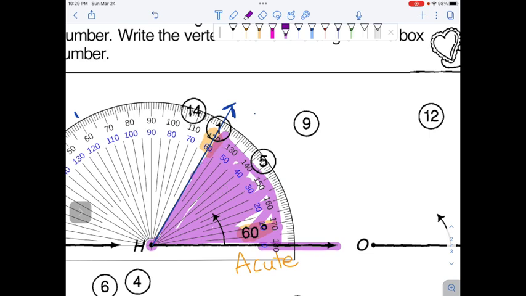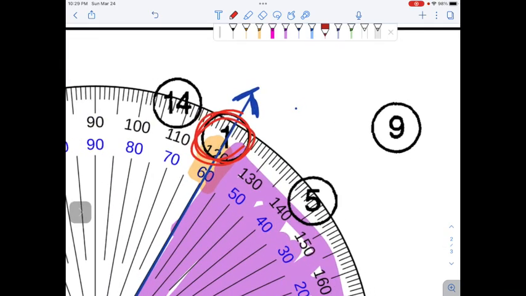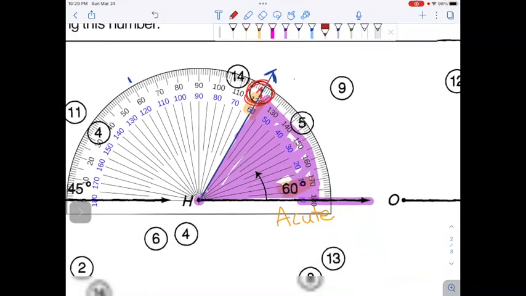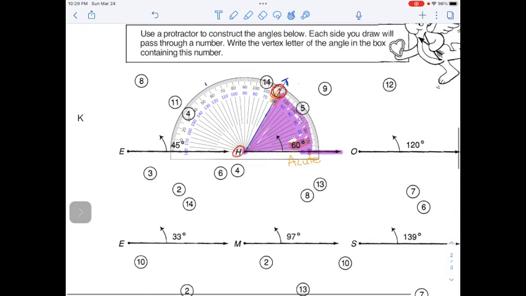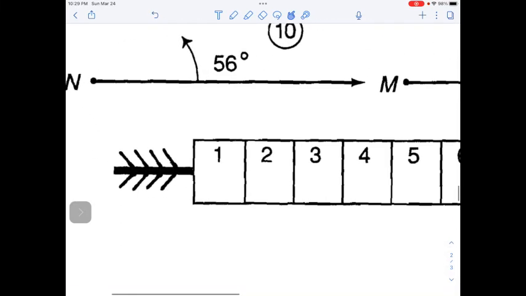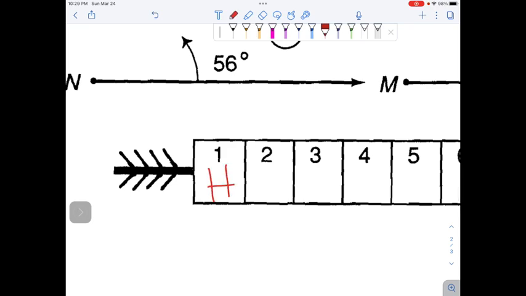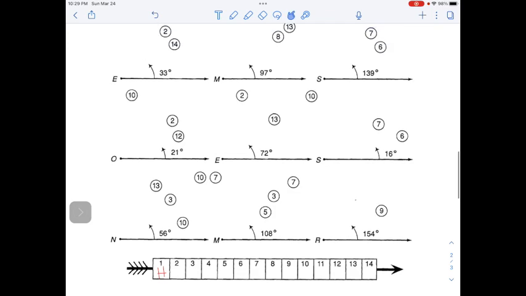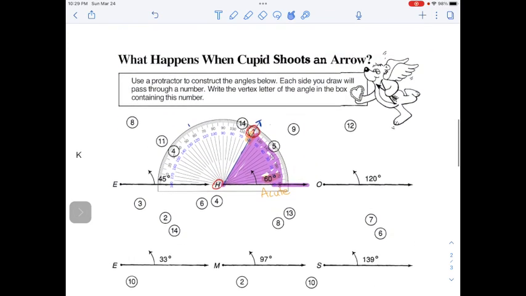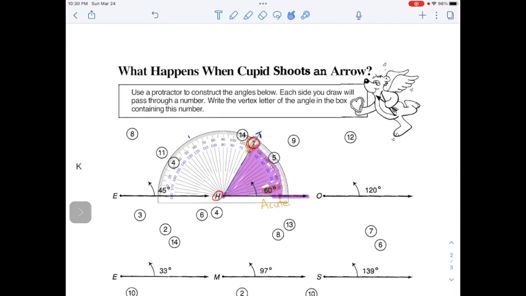I want you to see that we have gone through the number 1 right there. It's number 1, and the vertex was H. So down on the bottom, you're going to find the number 1, and you're going to write an H. You need to do this for every problem. I will help you if you get stuck. I've got lots of protractors in the room. It just takes some practice and takes some thinking.